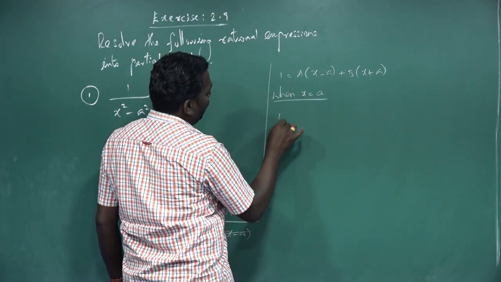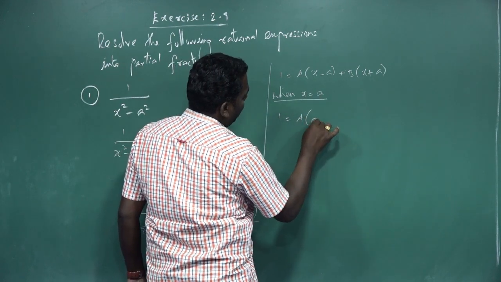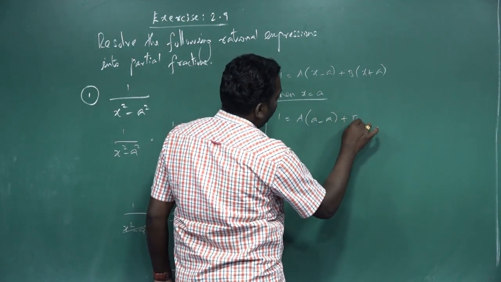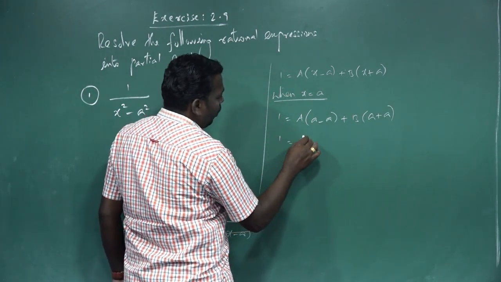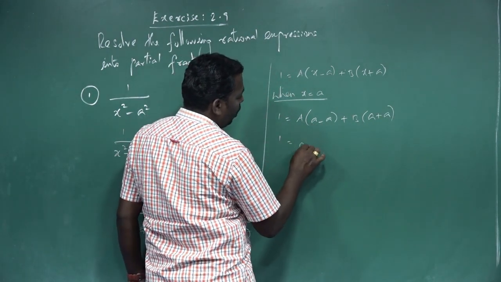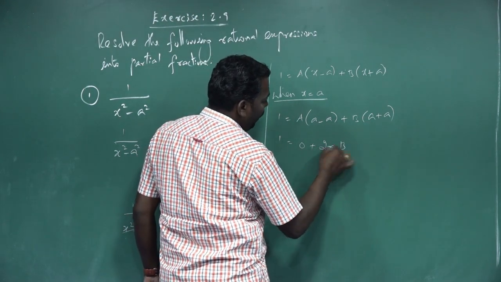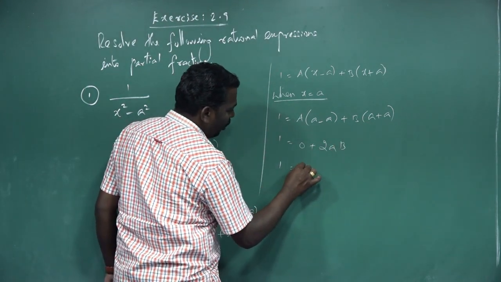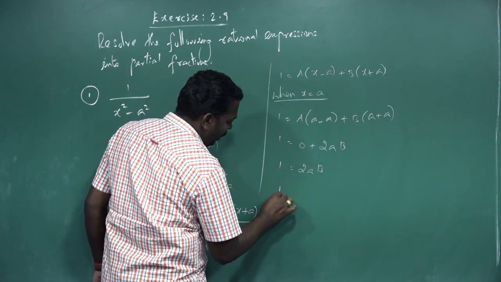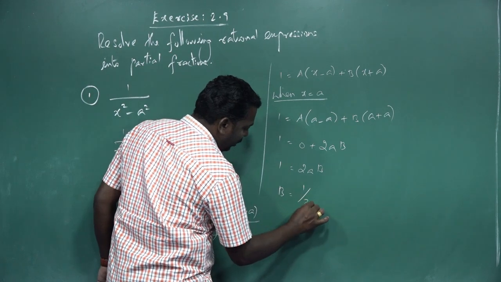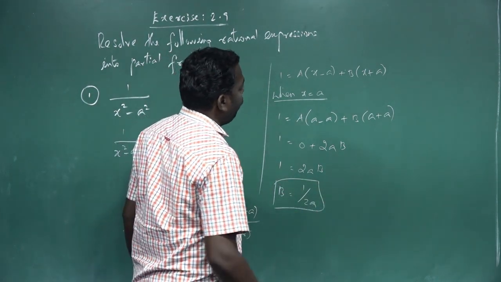Therefore, left hand side 1 is equal to a into x value you can put as a minus a plus b into a plus a, and 1 is equal to a minus a is 0 plus add the value 2 into a into b. Therefore, 1 is equal to 2a times capital B. Find out b is equal to 1 by 2a, the value of b.